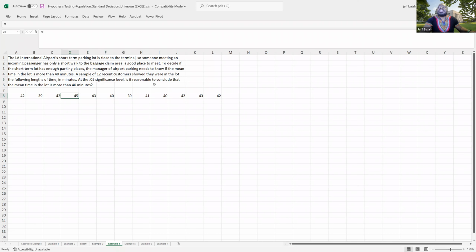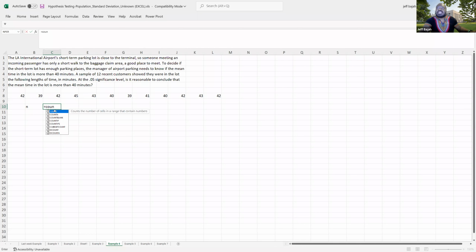So we're going to see that, right? We're going to try to see if we can conclude that the mean time in the parking lot is more than 40 minutes. So just like we did in the past one, we have to lay out what we know and then look at what we don't know. First of all, this question doesn't give us a population standard deviation. That just tells you that you're going to do t-tests, right? And so that's the first thing you want to always see.